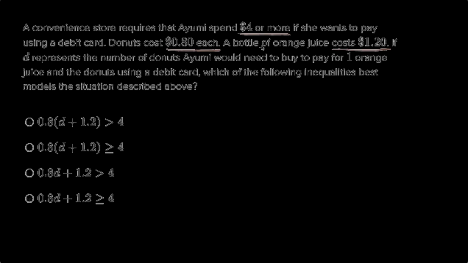All right, so she needs to spend $4 or more, and she's going to buy one orange juice and D donuts. D represents the number of donuts. So let's write this down. So this one orange juice right over there, that's going to be $1.20. We'll assume everything I'm writing is in dollars. That's that. And then how much is she going to spend on donuts? Well, the donuts are 80 cents each, and D is the number of donuts.